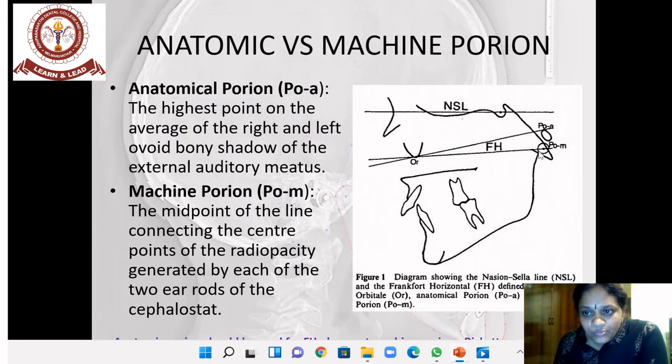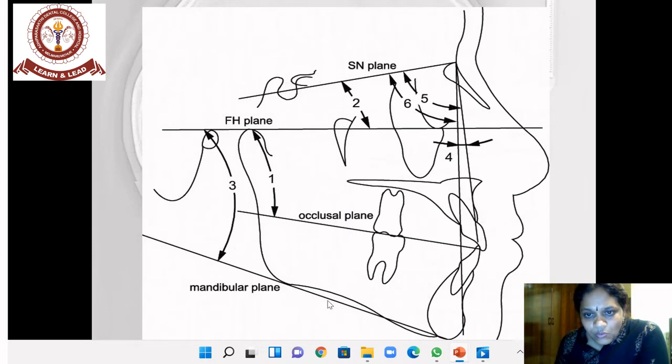Then comes your PORION. PORION is also the next difficult point to identify. You can take two PORIONs, that is your anatomical PORION or machine PORION. Anatomical PORION is this one. Machine PORION corresponds to the external auditory meatus. We will be keeping ear rods, and the radiographic image of them that you get in your cephalogram can also be used as a machine PORION.